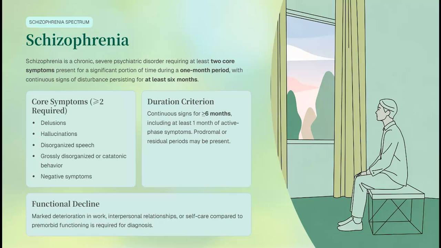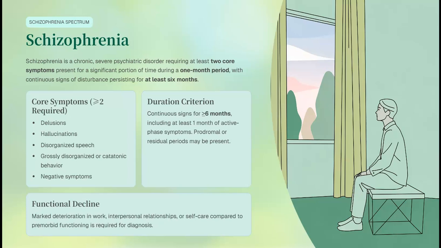Let's talk about the core symptoms. They may have delusions, which are false beliefs. They may have hallucinations, where they may hear things that other people can't hear, see things that other people can't see, or feel things on their body that aren't really there. They may have disorganized speech. They may be grossly disorganized or have catatonic behavior. Or they may have negative symptoms like reduced emotional expression. They're really flat. They may have reduced motivation or speech.